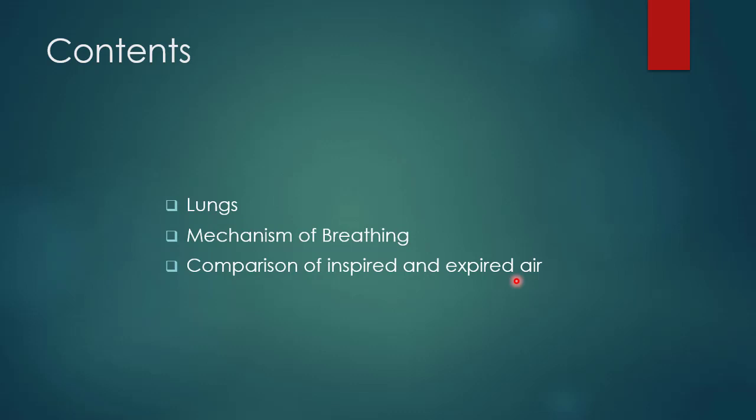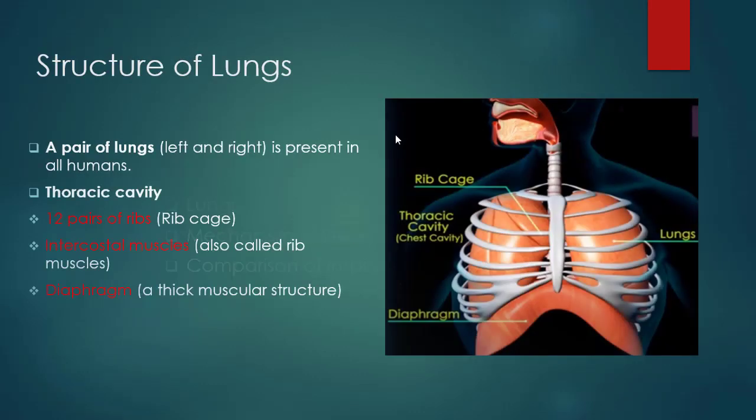So I shall start from the basic organs of respiration, which means lungs. As we all know, a pair of lungs is present in all humans. As you can see in this picture, there is a pair of lungs, 1 and 2. We can name them the left lung and right lung. Now, what is the actual location of lungs in our body? The lungs are placed in this space or cavity, which is called the chest cavity or thoracic cavity.